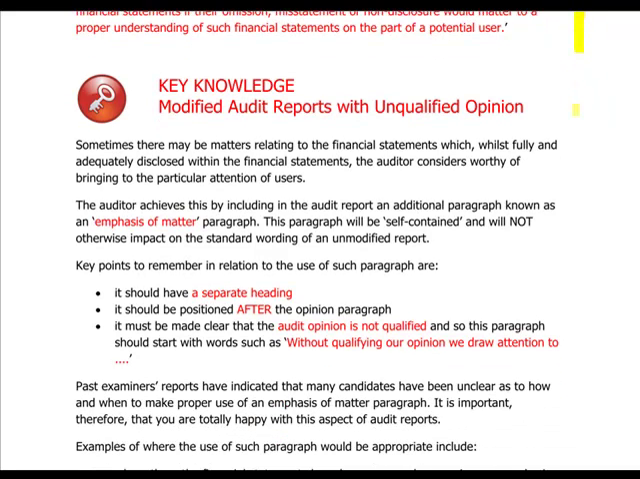Modified audit reports with an unqualified opinion. These might come up with an emphasis of matter paragraph.